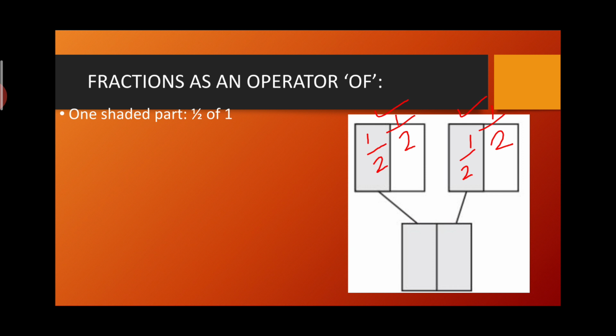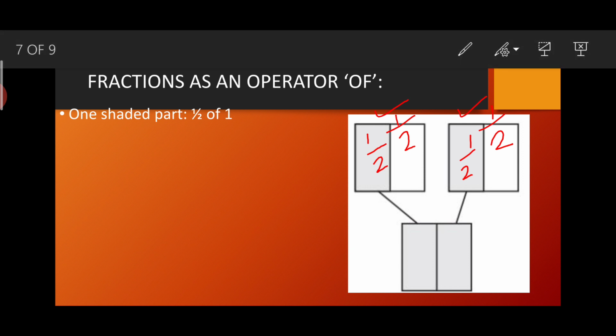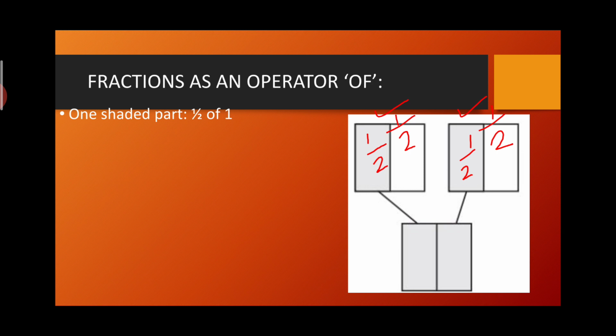ठीक है, क्योंकि पूरा पार्ट 1 था, उसका एक से शेडेड पार्ट कितना होगा? 1 by 2. This is for the figure 1. Again, if one shaded part is half, so what we can say? The two shaded part will be half of 2. First figure में we have one shaded part, so we have written half of 1.